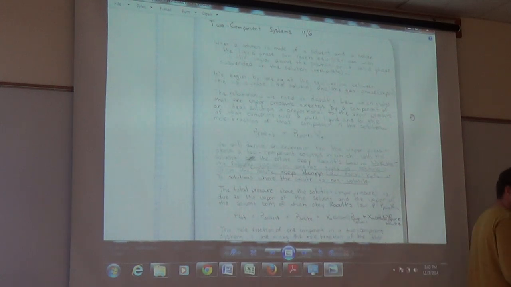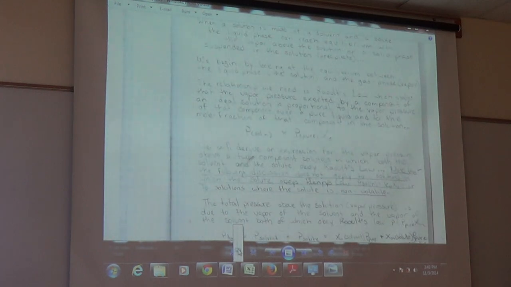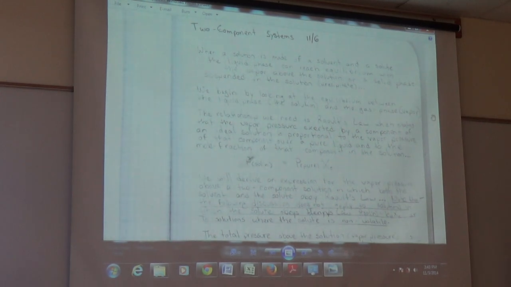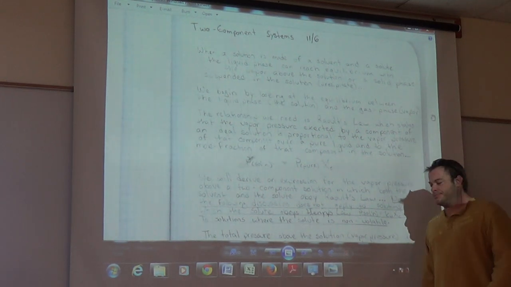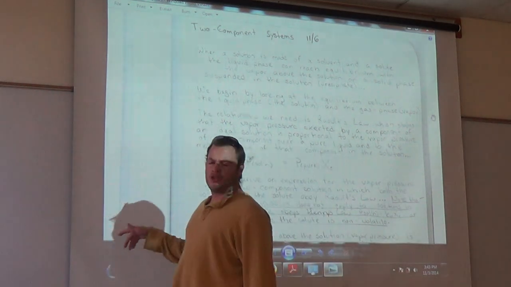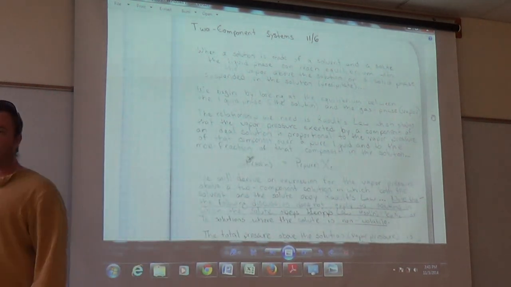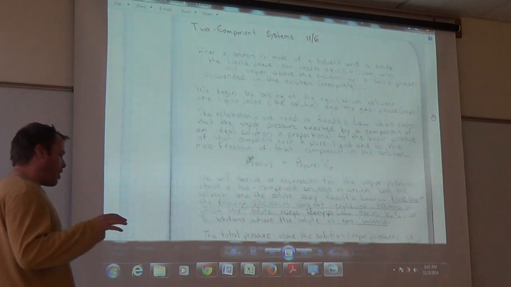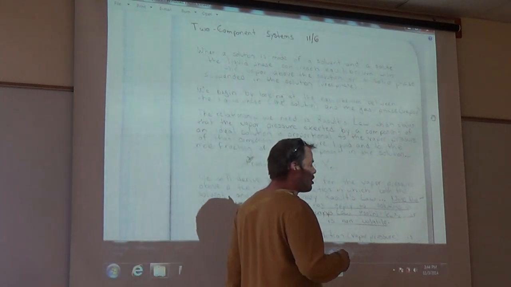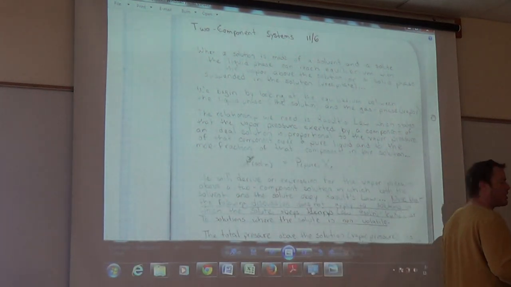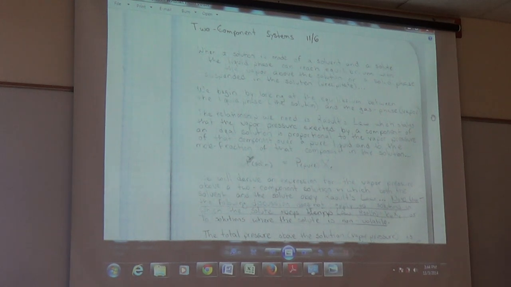Okay, so what we're going to do right now is introduce some of the thermodynamics of two-component solutions. I gave you an image a couple lectures ago of the pressure versus composition diagram for a system where the solvent and the solute both obey Raoult's law. And I went over that really quickly.